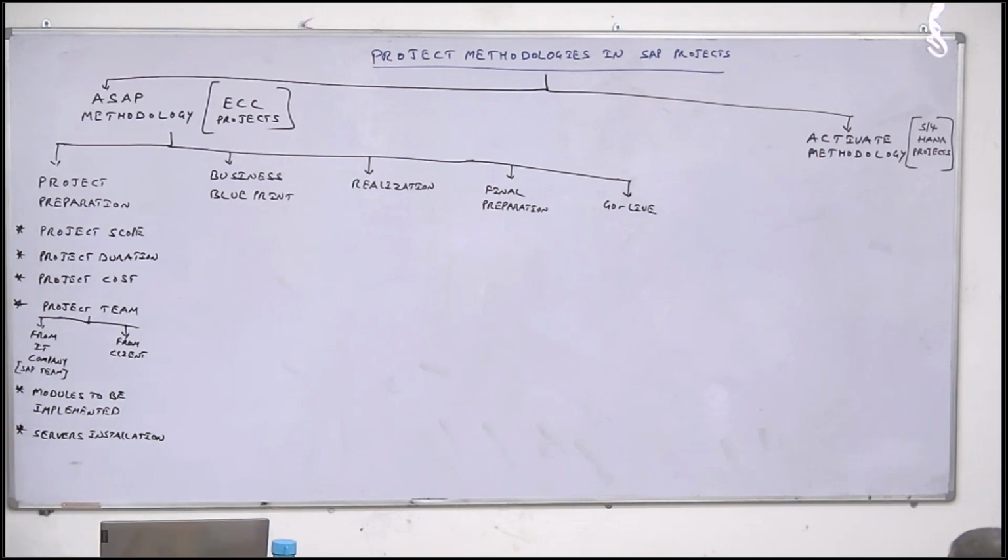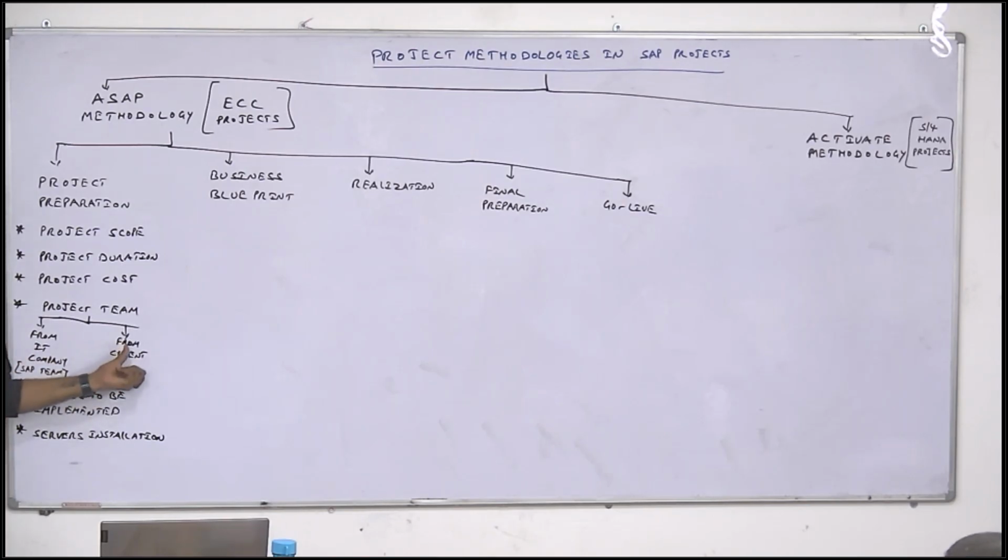What are the steps we have? What is the first one? Project scope. And what is the second one? Project duration. What is the third one? Project cost. What is the fourth one? Project team from the IT company. Okay, who are the SAP consultants who will be involved?